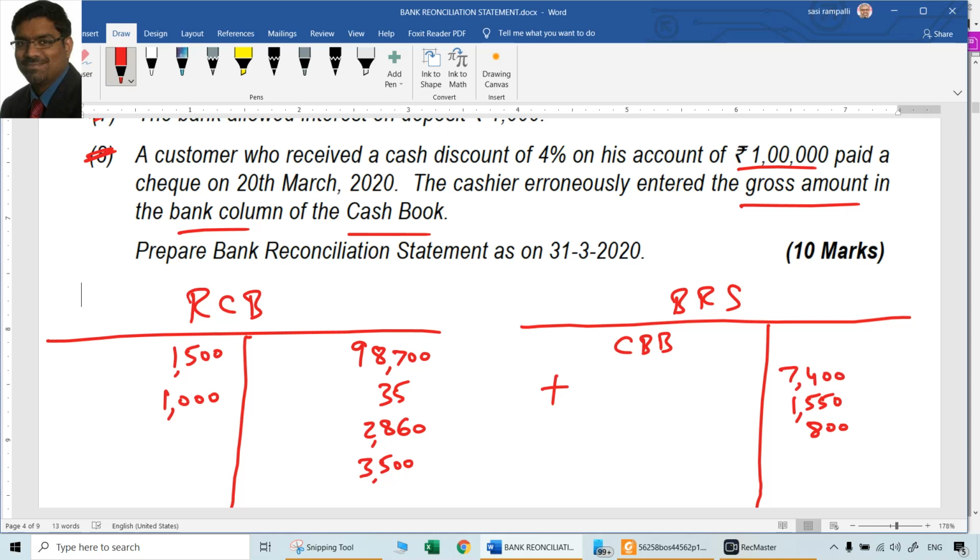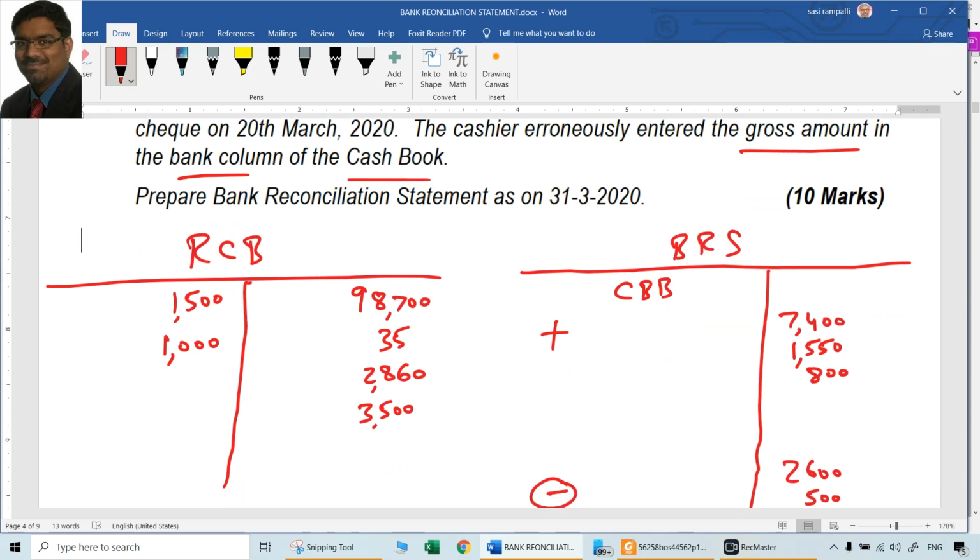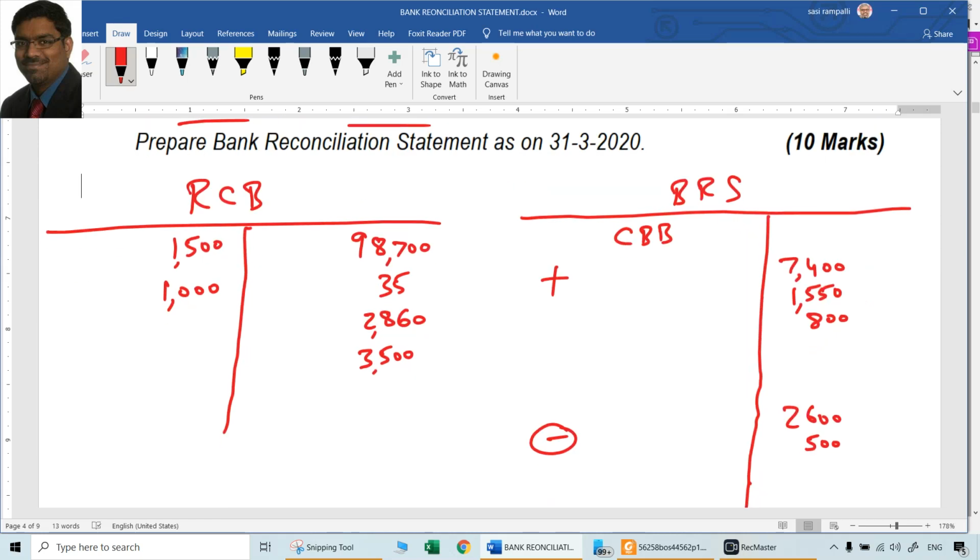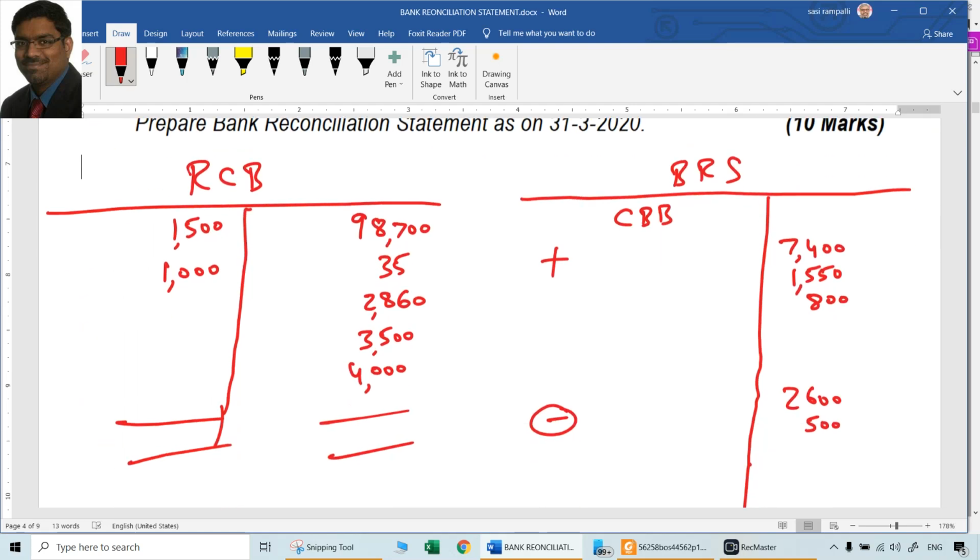In that, how much is the error? The error is only 4,000. So 96,000 should have been debited. He debited 1 lakh. So 4,000 extra he debited. What should we do now to cancel that extra debit? We should credit this. So 4,000 has to be rectified by crediting the cash book. These are the various items that we have.